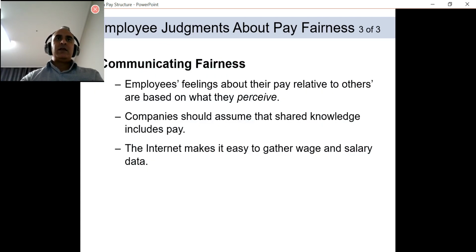So when it comes to communicating fairness, it is the job of the company to explain how their salary is paid. We must inform them, based on their seniority and their experience, why they get paid what they get paid, right? And that doesn't happen very often. Nowadays, the internet makes it easy to gather wage and salary data. For example, Glassdoor is a website where you can see whether you're paid right or not. So we have to think of that.